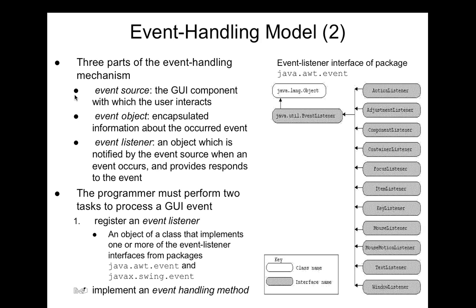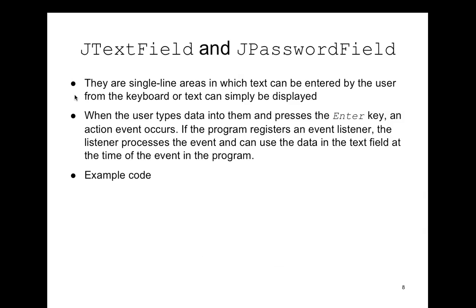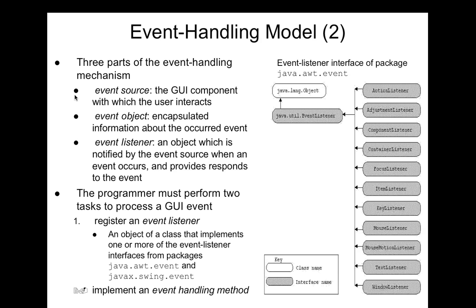If you're familiar with C or C++, it's very similar to that kind of concept, except we don't have to implement our own event handler, it's already there for us. We'll see. So the programmer must perform 2 tasks to process the GUI element. Register the element with the event listener, which means the event listener knows to listen for activity. And then the second component, implement the event handler method.